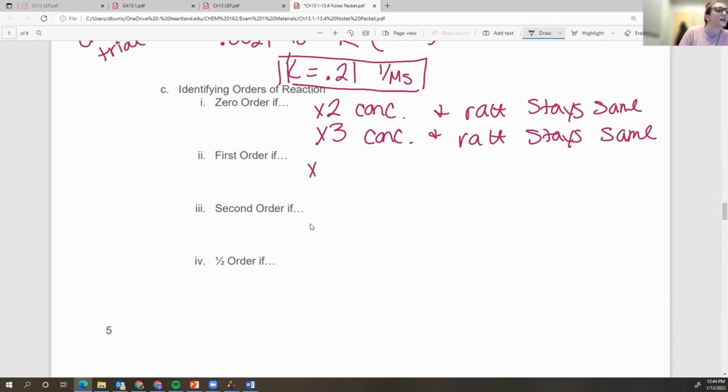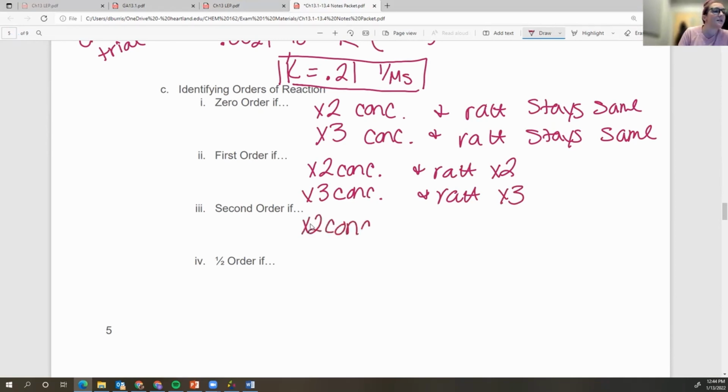Now, if it was first order and I double the concentration, then the rate would double. If I tripled the concentration, then the rate would triple. Pretty straightforward. Second order, if I doubled the concentration, that means it's raised to the power of 2, so then the rate would actually quadruple. So if I triple the concentration, then the rate would multiply by 9. It would be 9 times faster, okay, because it's got a power of 2.